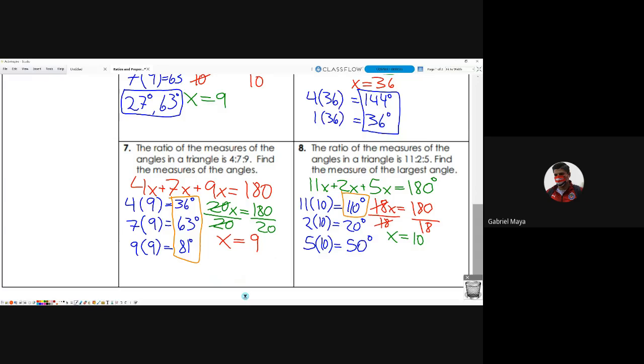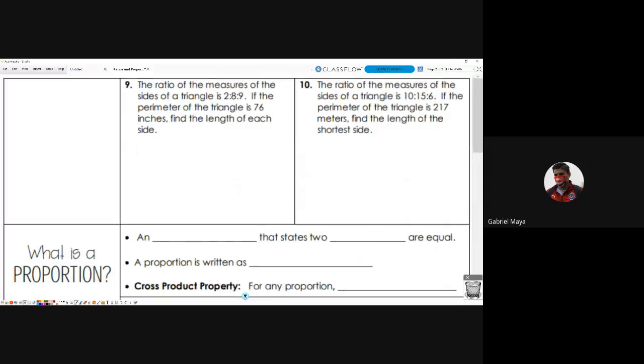So I started in green. Yes, green. All right. Oh no, there's two more examples that you have here. The ratio of the measure of the sides of a triangle is 2, 8, 9. If the perimeter is 76 inches, find the length of each side.